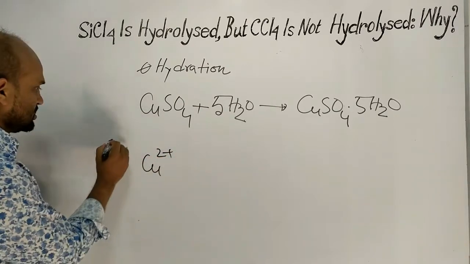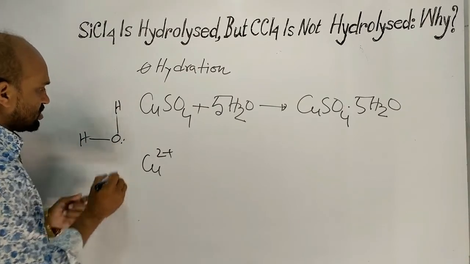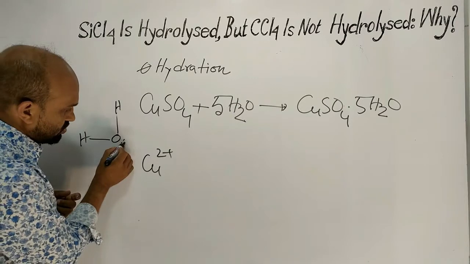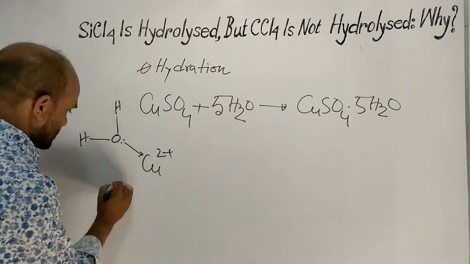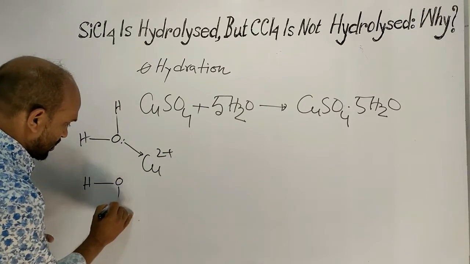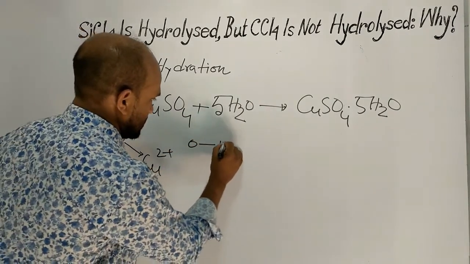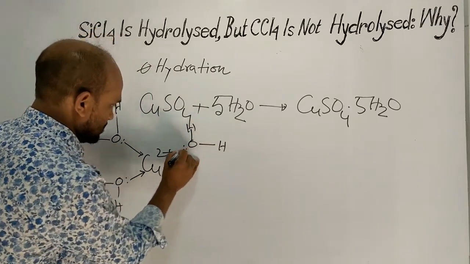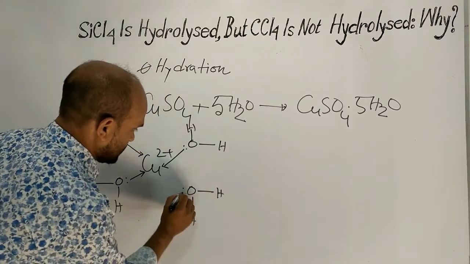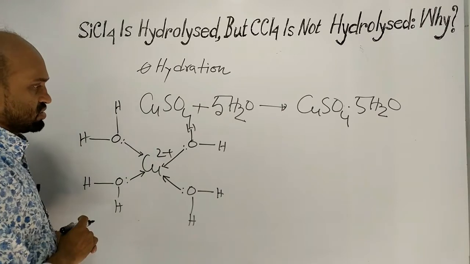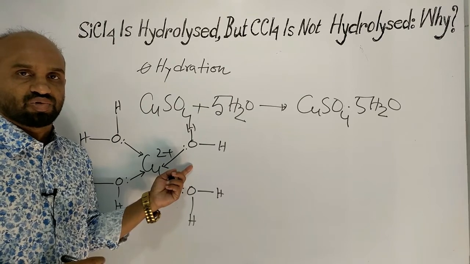Copper 2 plus, this is a water molecule. Oxygen of the water molecule forms a coordinate covalent bond with the copper 2 plus ion. Another water molecule forms a coordinate covalent bond, another water molecule, coordinate covalent bond, another water molecule, coordinate covalent bond. Here already 4 molecules of water are accommodated.